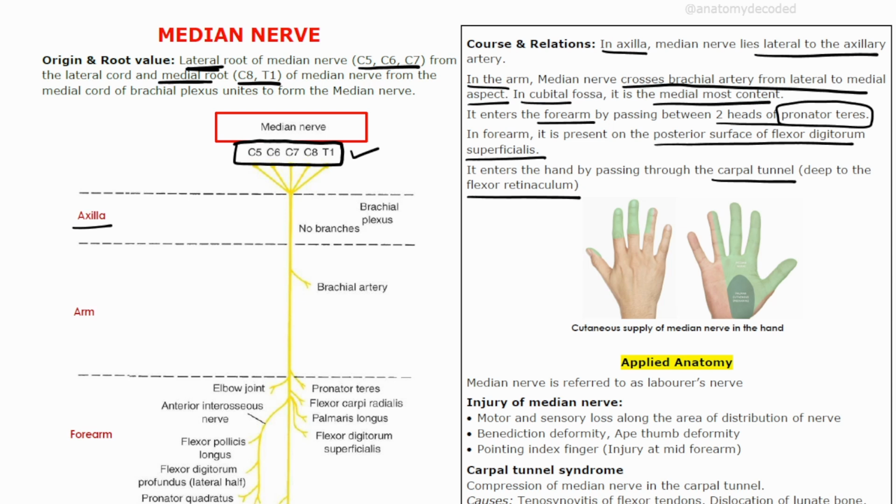Now let us learn about the branches of the median nerve. In the axilla, it doesn't give any branch. In the arm, there is a branch given to the brachial artery. Then there is a branch given to the pronator teres muscle, in the arm proximal to the elbow joint. Then a branch to the elbow joint is also given at the level of the distal part of the arm. Then many branches are given in the forearm. Let's see that.